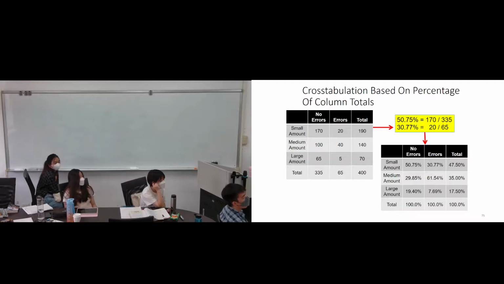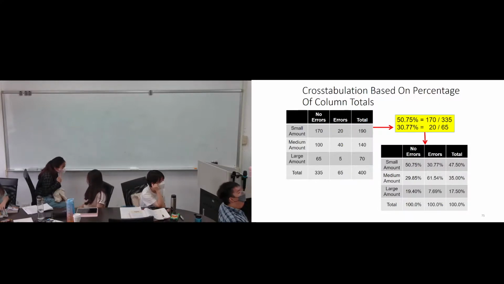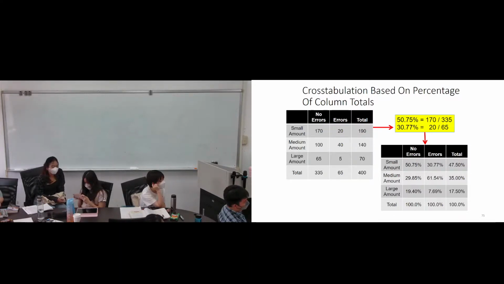That's the cross tabulation. After conversion, we convert it into column total. So how do we get 50.75%? We divide 170 by 335. That's how we get 50.75%. And 30.77% is 20 over 65.